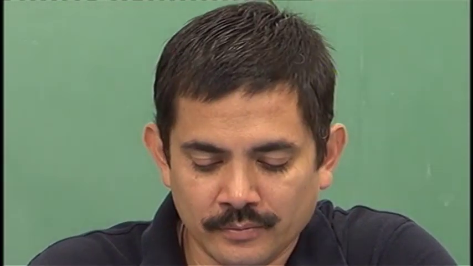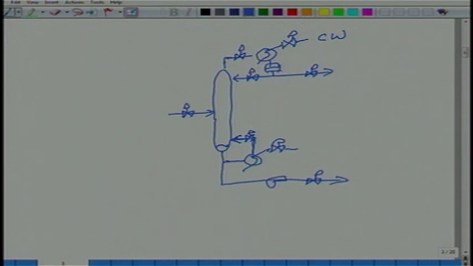Because it creates unnecessary pressure drop. That is the basic reason. Okay, it creates unnecessary pressure drop. Then the reboiler, you see there is some pressure. A control valve will always have a large pressure drop. Why is that the case?